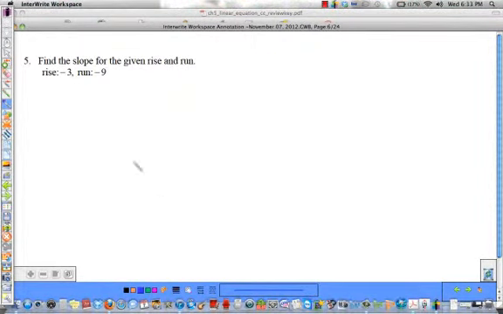Find the slope for the given rise and run. Well, to find the slope is rise over run. So we put -3 in for the rise and put -9 in for the run. Negative divided by negative is a positive. So we get 3 over 9, which reduces to 1/3. So the slope is 1/3.